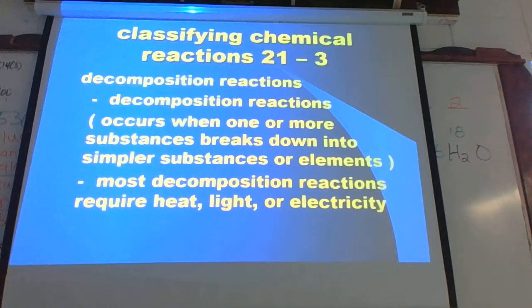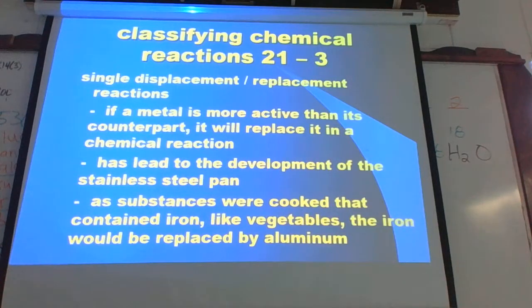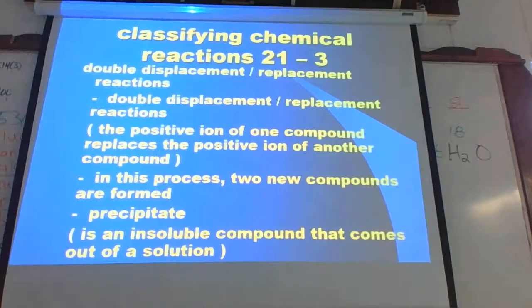Okay, decomposition, we had shown you an example of that, and that was that of mercuric oxide decomposing to mercury and oxygen. Okay? And that's what we're illustrating here. Substances break down into simpler elements or substances. Decomposition. Okay? Then our last two types, as we can see, are single replacement and double replacement.